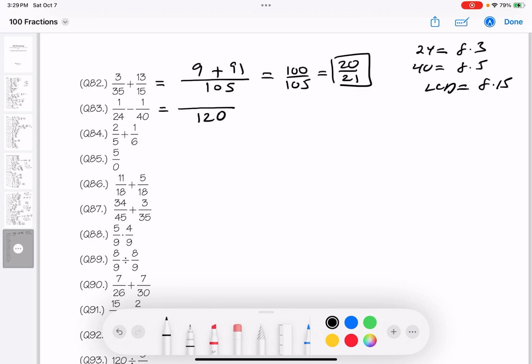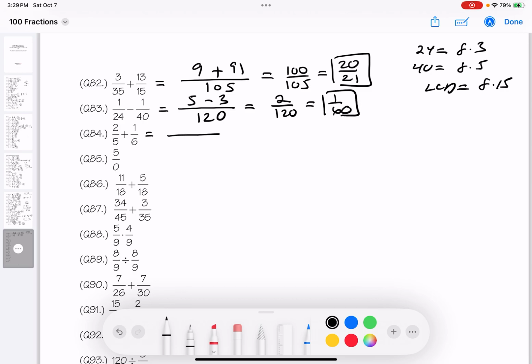Okay, what times 24 would be the 120? That's going to be 5. But this 5 times 1 is 5. What times 40 would be 120 is 3, so I'll put 3 down. What does that give you? That gives you 8 over 120, and that reduces to 1 over 15. All right, let's put this one down.